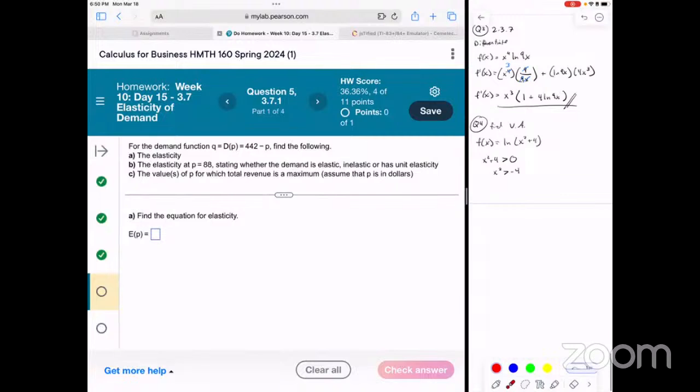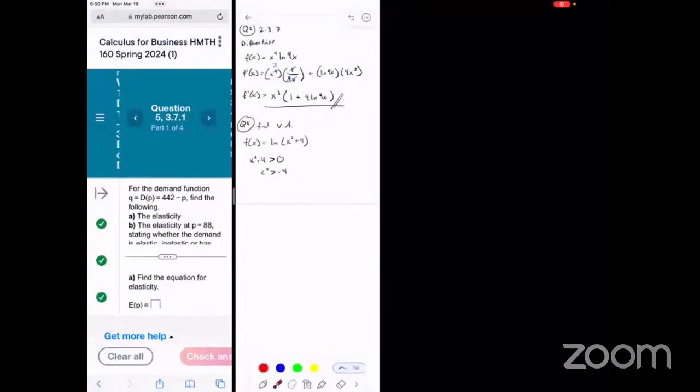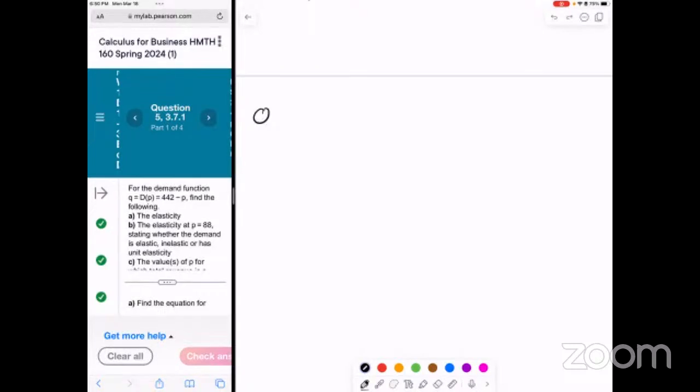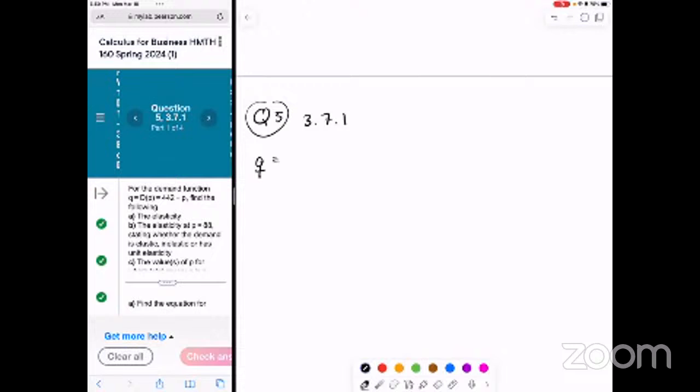All right. So this should be question 5. This is fine. I have what I need. So question 5, this comes from section 3.7, question number 1. So our demand function, we got 442 minus P. Let's find D prime. Looks like it's -1.